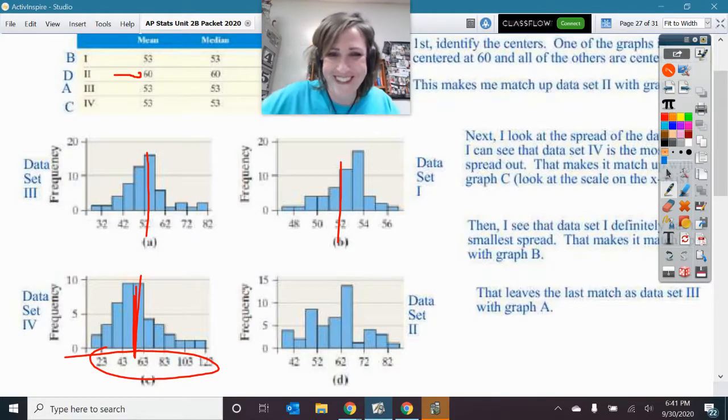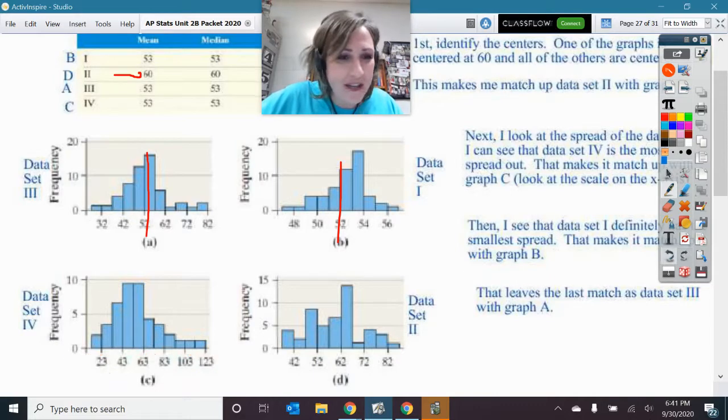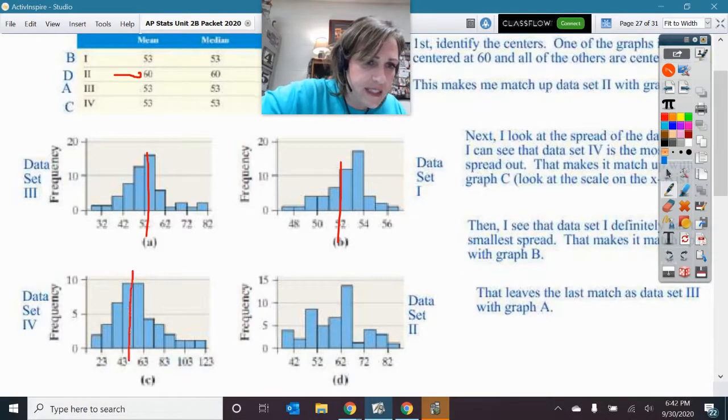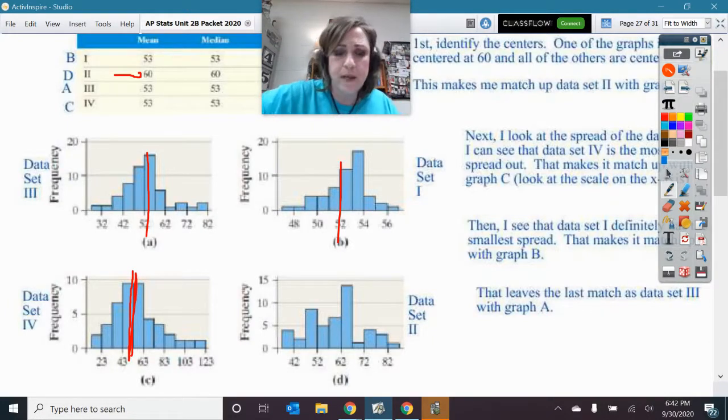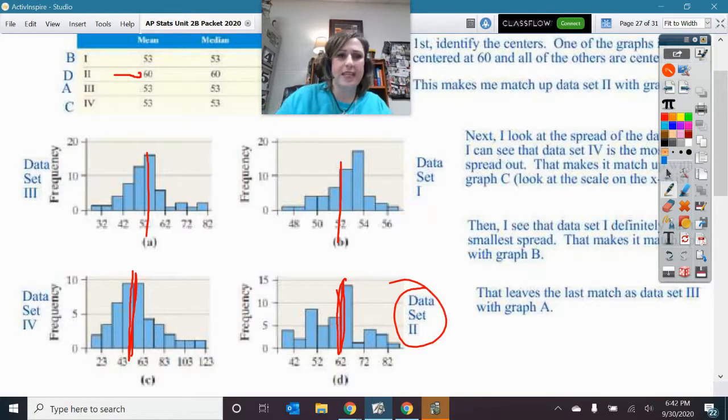Okay, that's false. That is not true, because I didn't look at the scale very well. If this is the center, then that's halfway in between 43 and 63, so that's 53. Here we go. Here is our one that's close to the 60 mark for the center. So data set 2 is this one, graph D.